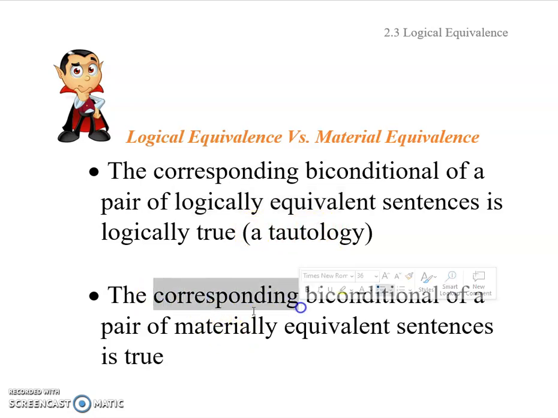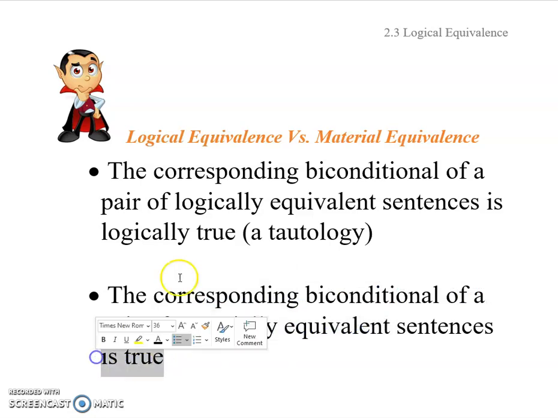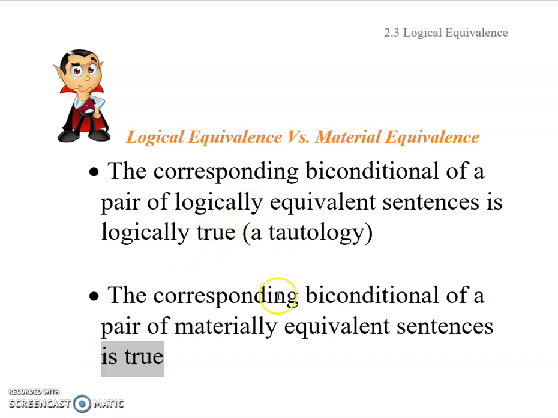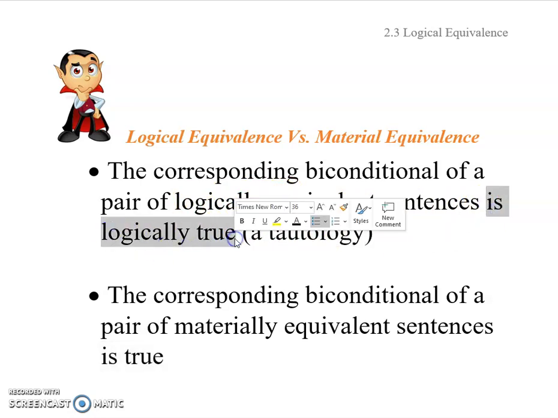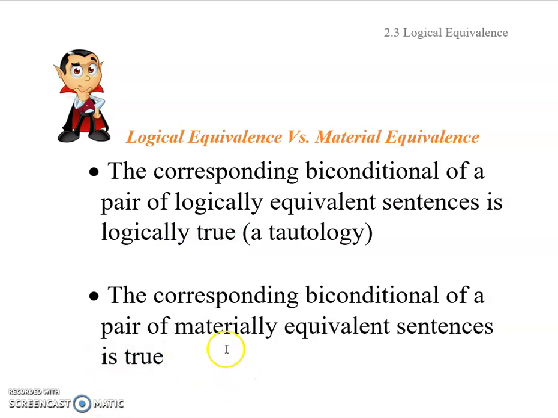Whereas the corresponding biconditional of a pair of materially equivalent sentences is true. Okay, so logical equivalence is stronger than material equivalence. If a pair of sentences are logically equivalent, then they're materially equivalent. But a pair of sentences can be materially equivalent and not logically equivalent, okay? So it all consists in understanding this last part, whether the corresponding biconditional is logically true or whether it's just true, but not necessarily a tautology, okay? All right, so let's look at an example to drive this difference home.